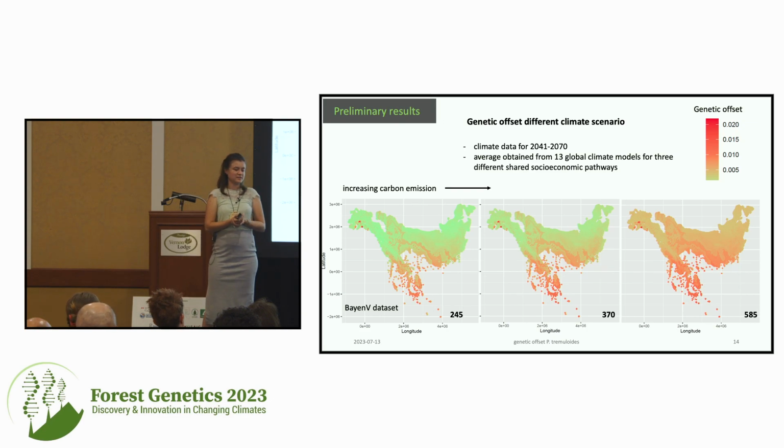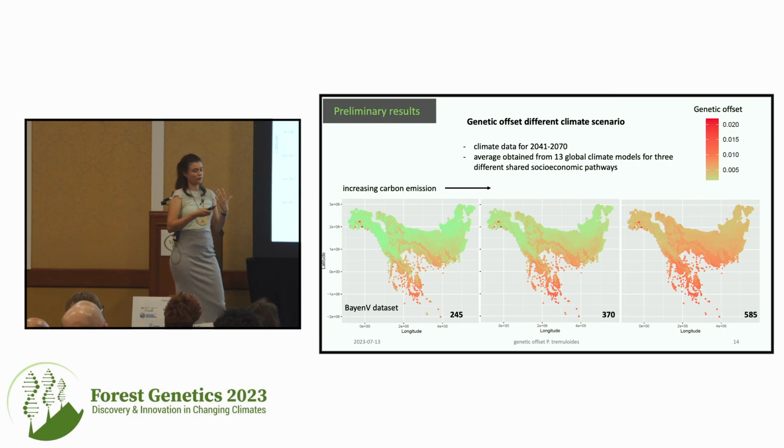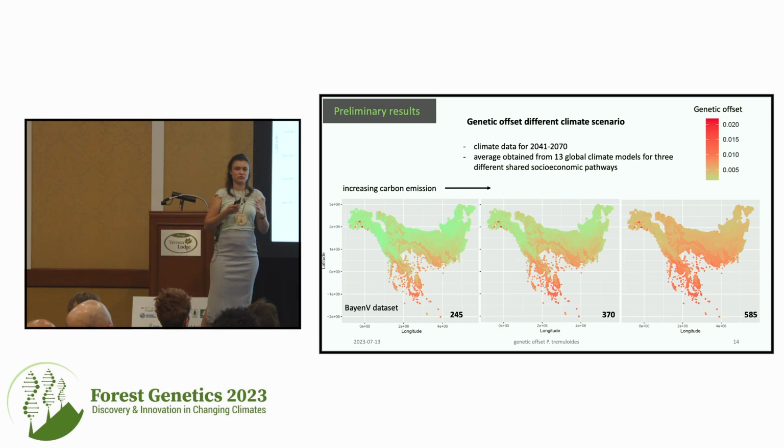Yeah, and here you can see the genetic offset calculations. So for future climate, we use the climate data averaged for 2041 to 2070. This is the average obtained from 13 global climate models for 3 different shared socioeconomic pathways, which are also currently used by the IPCC, so that's why we use this data set.